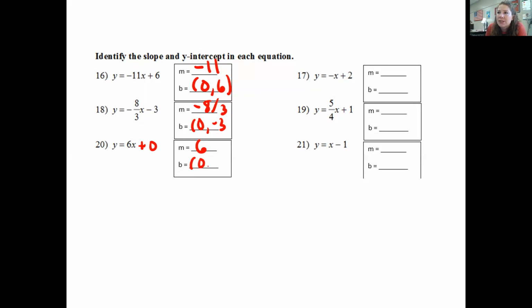So my y-intercept is (0, 0). And then look at number 17 or even 21. I don't see a number on 21. I don't see a number being multiplied by x. So what is the slope? It's positive 1, right? 1 times x is positive 1. What's the slope on 17? Negative 1. And then my y-intercept is (0, 2).